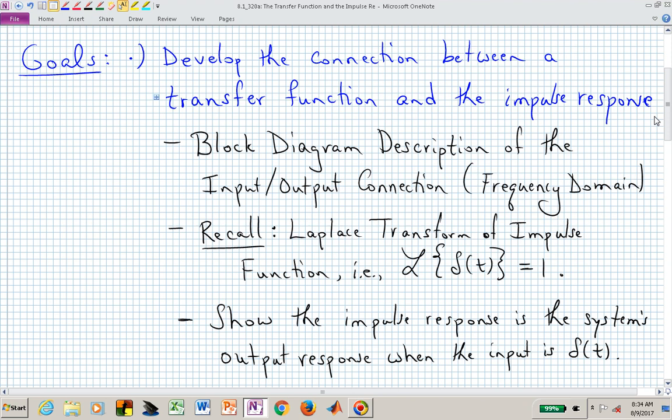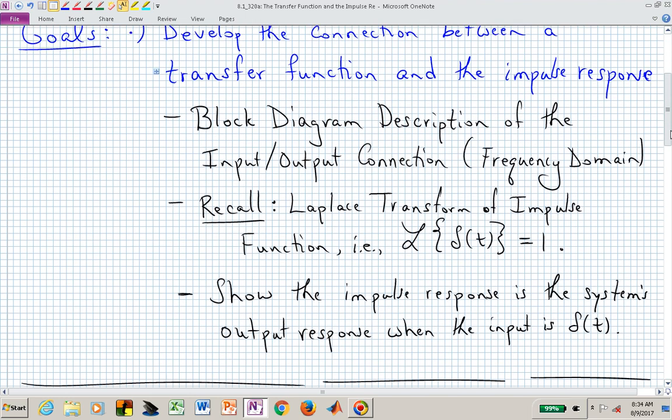That, together with the sifting property of the impulse, allows us to conclude that the Laplace transform of the impulse is 1. Once we have that, and this input-output connection relating the input and the output through the transfer function, we can find the impulse response, which is really just the system's output response when the input is an impulse function. So I'm trying to be very clear: the impulse response is what the system does, and the impulse function is what we apply at the input to the system.